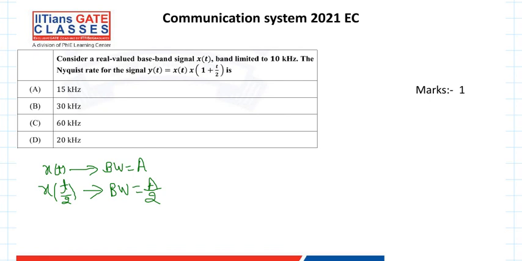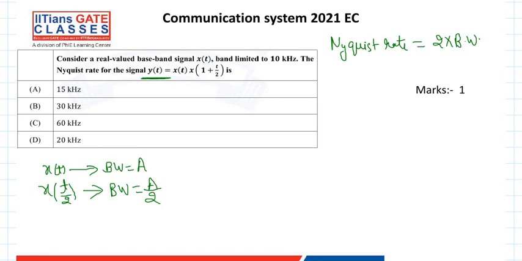Second thing is the Nyquist rate. How to calculate the Nyquist rate? So the Nyquist rate is given as 2 times the bandwidth of the signal, or in general we say 2 times the maximum frequency content of the signal. Now we need to calculate what is the Nyquist rate of y(t). We need to find out what is the bandwidth of y(t).